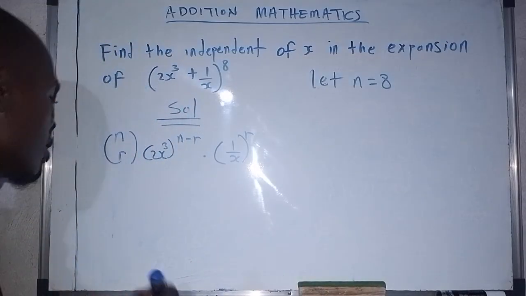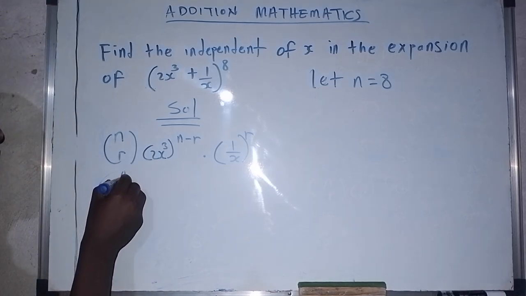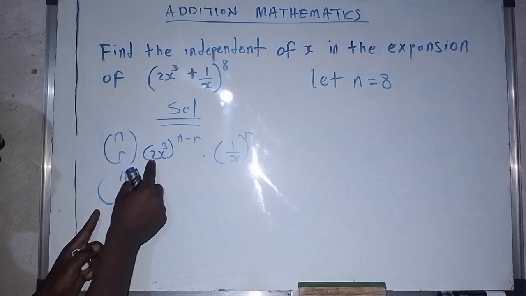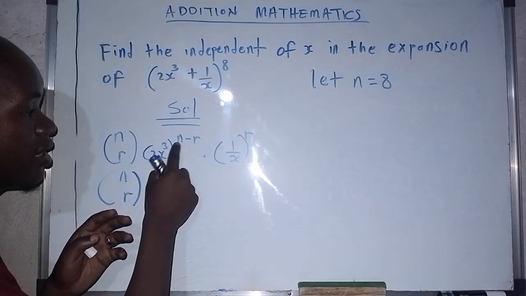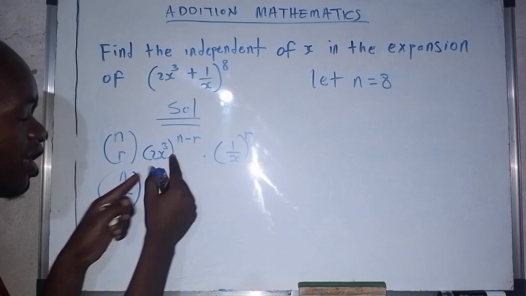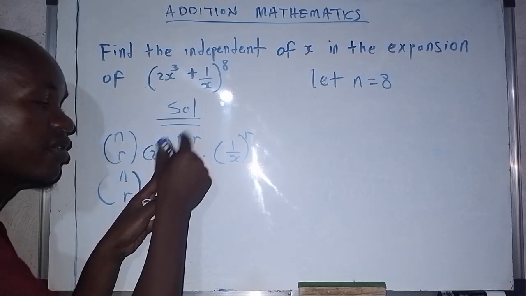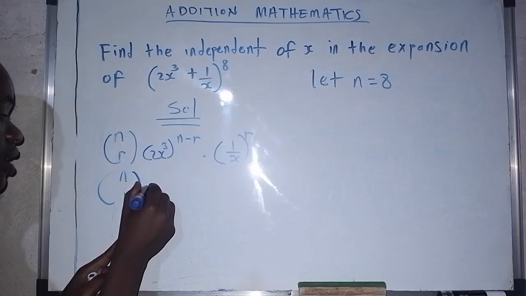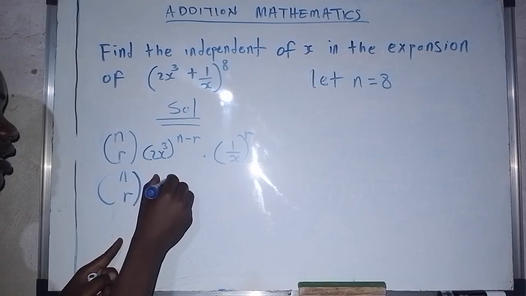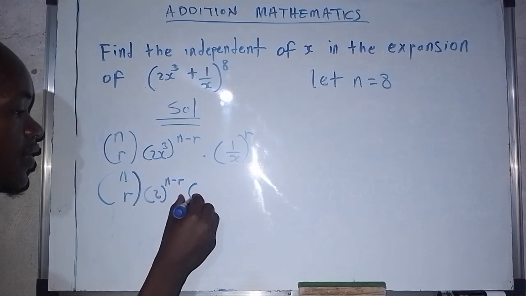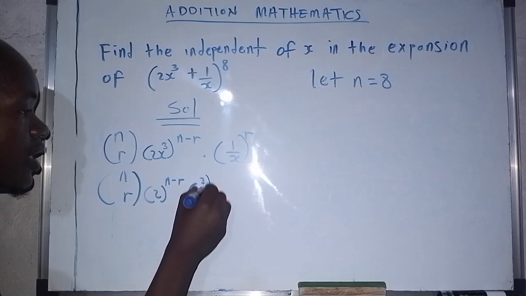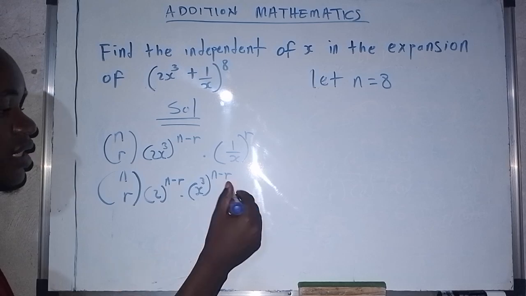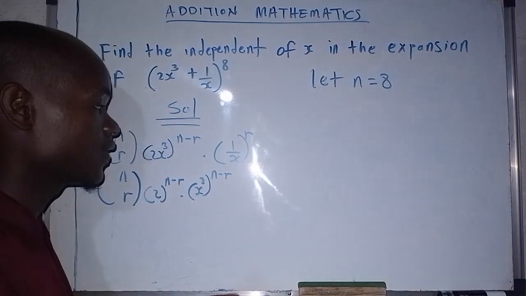So here, nCr is going to be maintained. Now this 2 is being affected with n minus r, as you can see. Again, this x^3 is being affected with n minus r. So we'll say that we have 2^(n-r), then multiplied with x^(3(n-r)). This x is also affected with that. That is just the laws of indices.